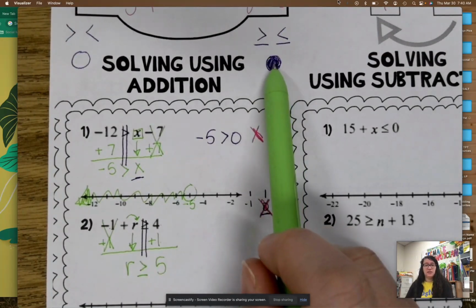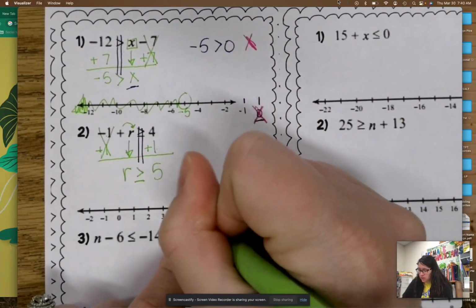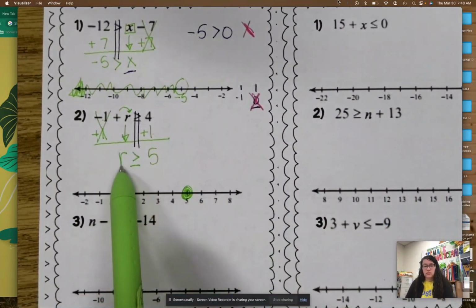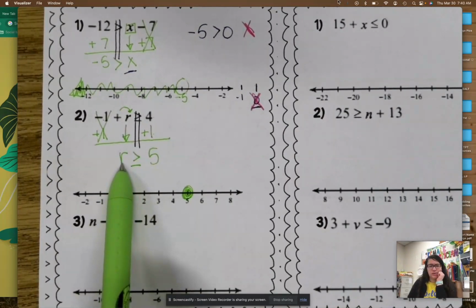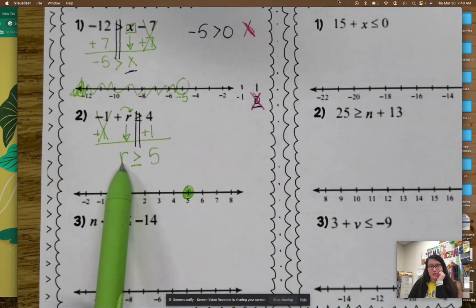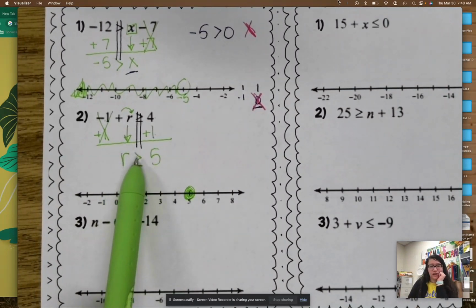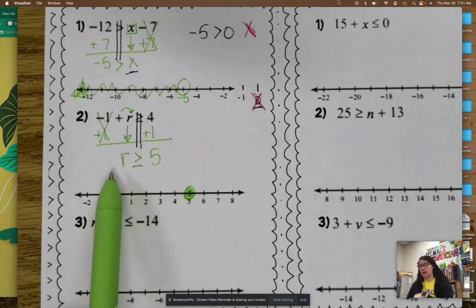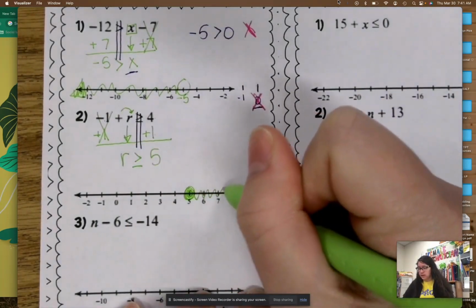I've got the line underneath. I got to be extra with my circle. So I need to have a closed circle on 5. And now think to yourself, is r supposed to be a number bigger than 5 or smaller than 5? If r is greater than or equal to 5, that means I want numbers that are bigger than 5. Numbers that are bigger are on the right side.